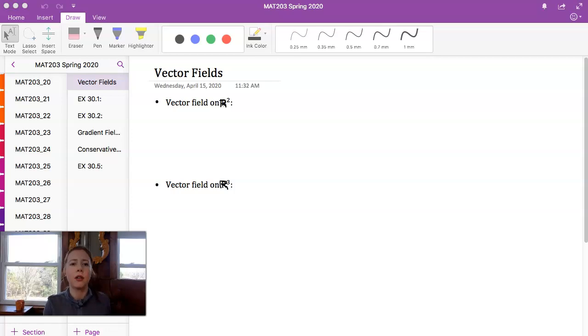We can model fluid flow using vector fields. We can look at the flow of vector fields of magnets, dipoles. And so there's a lot of really useful physical applications here. So let's get started, and we'll have a few different exercises and examples that we're going to go through together.